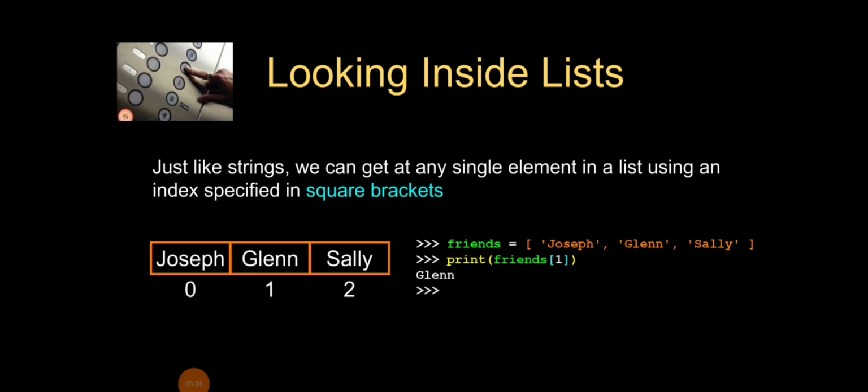In the next line we are printing the print of friends of 1. Here the index value of 1 will be printed. So here the index value of 1 is declared for Glenn. So Glenn is printed here.